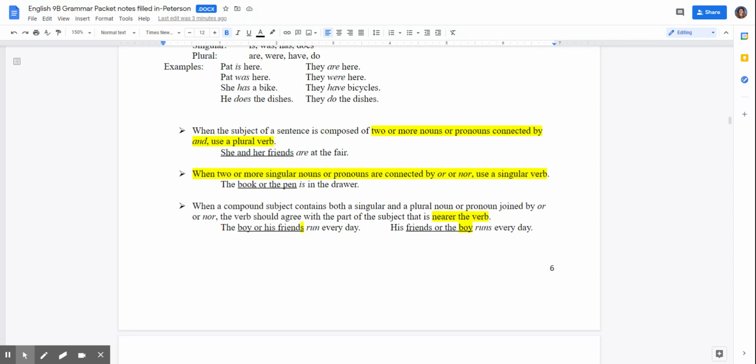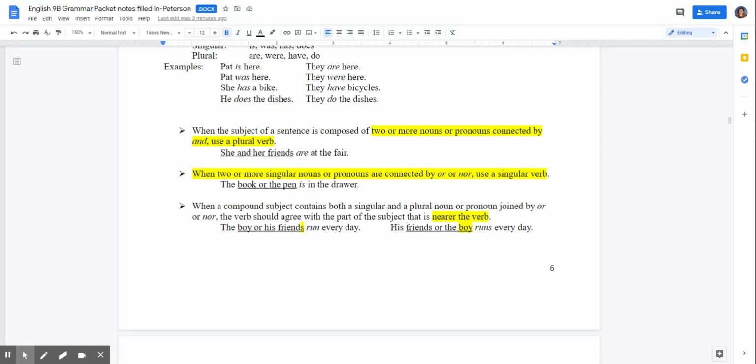This one's a little bit trickier, so go ahead and put a star next to this bullet. When a compound subject contains both a singular and a plural noun or pronoun, joined by the word or nor, then the verb should agree with the part of the subject that is closest to the verb or nearer to the verb. So let's take a look at the two examples.